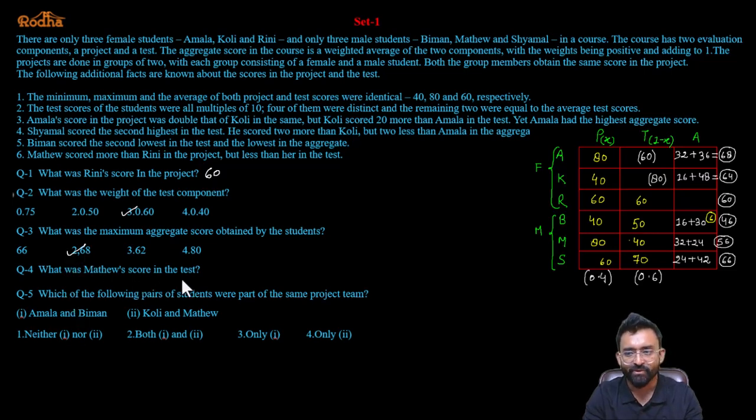What was Matthew's score in test? Matthew ने test में कितना score किया है? 40. Which of the following pair of the students were the part of the same project? That means they have to be scoring the same marks. Amala and Biman. They cannot be the part of the same project because they did not score same in project. Those who were the part of the project, they must have scored same in project. Kohli and Matthew. They cannot be the part of the same project because इनका भी score क्या है? अलग अलग है. So answer is neither 1 nor 2. Fine.